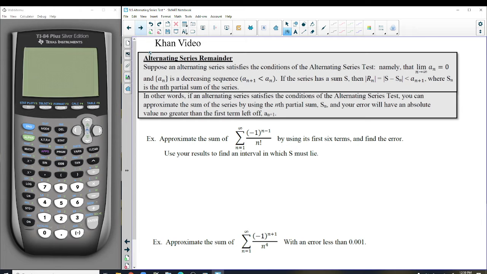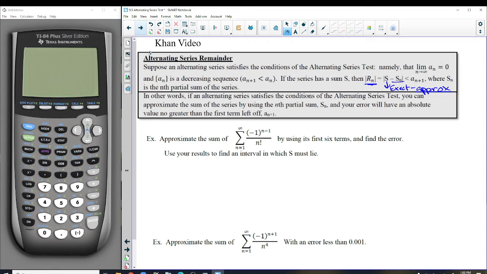Alternating series remainder. Suppose an alternating series satisfies the conditions of the alternating series test. Namely, that the limit as n approaches infinity of b sub n equals 0, and the sequence is a decreasing sequence. If the series has a sum, then the remainder is exact minus the approximation. So if you take what you think is the approximation and subtract the exact value, that gets your error, or in this case, your remainder.